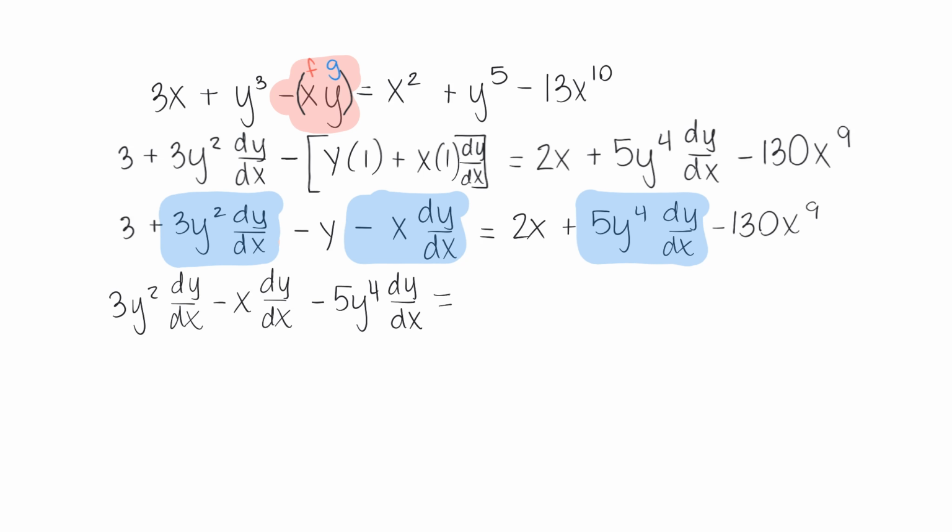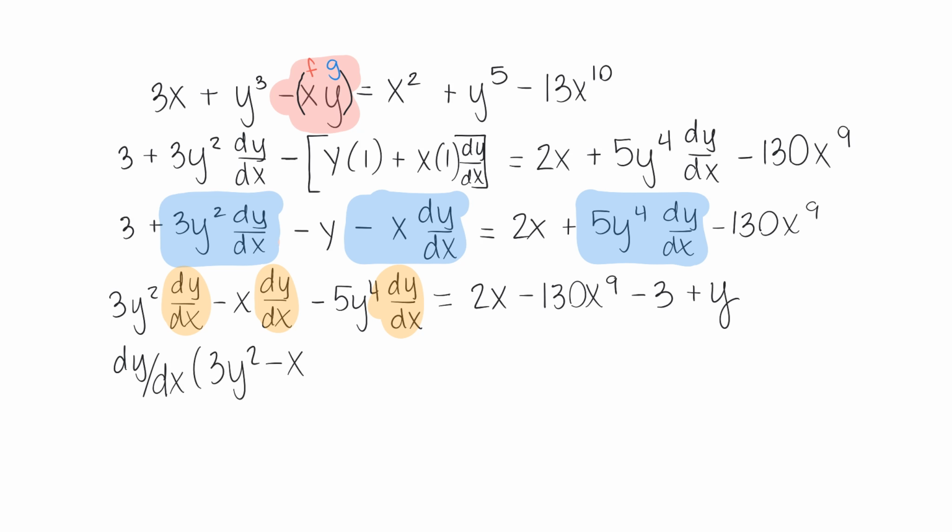Equals, I've got a 2x, I've got 130x to the 9th. Now I'm going to subtract over the 3, add the y, and I should be good. Minus 3 plus y. Same deal. We're going to go through and factor out these dy dx's. So I'm going to factor out my dy dx. It's going to leave me 3y squared minus x minus 5y to the 4th equals 2x minus 130x to the 9th minus 3 plus y.